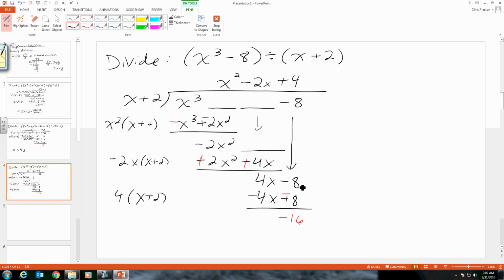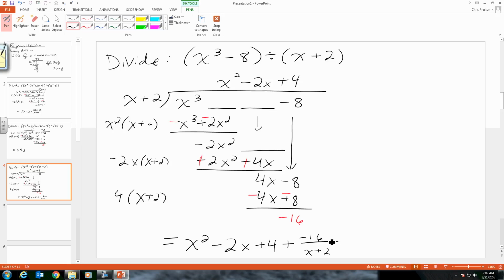Now, when I write my answer here, I have two options. There's the first option, and that is just to say this is plus negative 16 over x plus 2. And this is the option I would recommend you take.